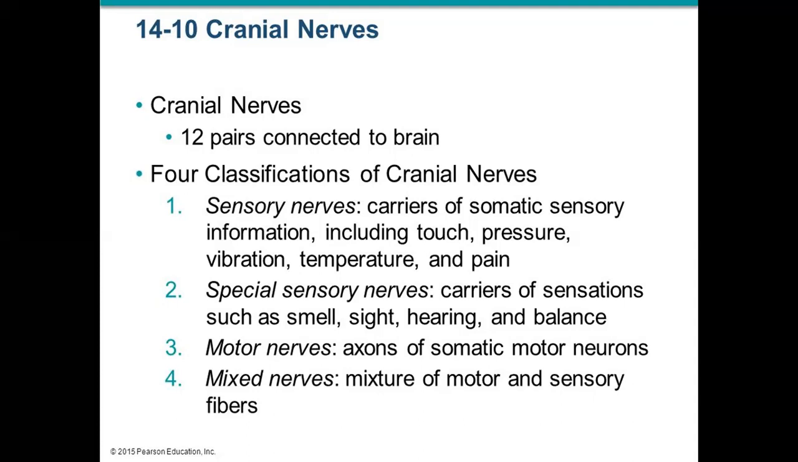And number three, motor nerves. These are axons of somatic motor neurons. And what about the mixed nerves? Why are these called mixed nerves? Because mixed nerves are a mixture of motor and sensory fibers. That's why these are called mixed nerves. Is it clear? Cranial nerves arise from the brain, and there are 12 pairs of cranial nerves, and these are sensory, motor, and mixed in nature. Okay.